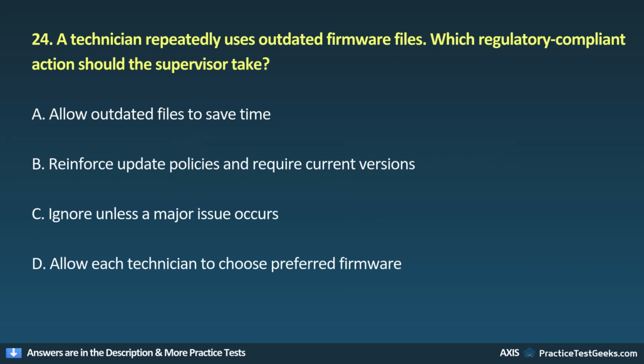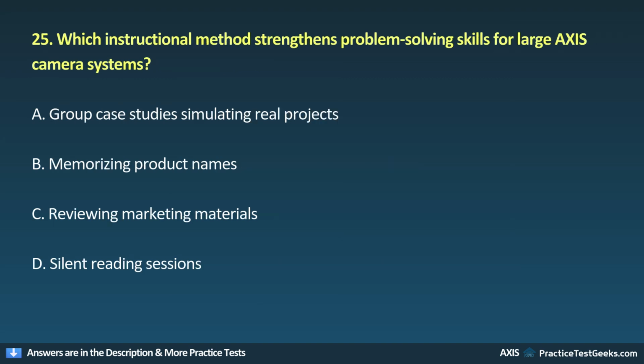24. A technician repeatedly uses outdated firmware files. Which regulatory compliant action should the supervisor take? A. Allow outdated files to save time. B. Reinforce update policies and require current versions. C. Ignore unless a major issue occurs. D. Allow each technician to choose preferred firmware.